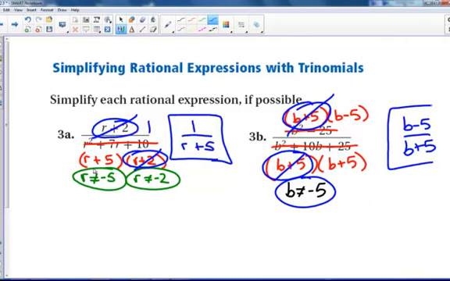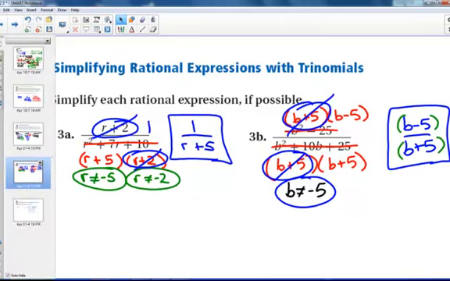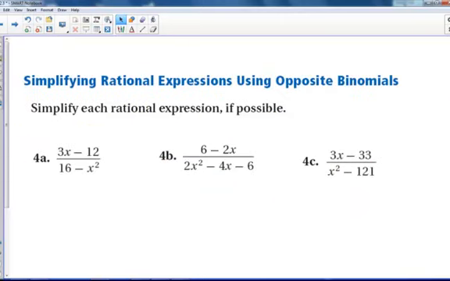I cannot cancel anything more because a b minus 5 only cancels with a b minus 5, and a b plus 5 only cancels with a b plus 5. You can't just go ripping those b's off from the minus. They are linked together. It's a binomial that only cancels with another binomial of the exact same thing.